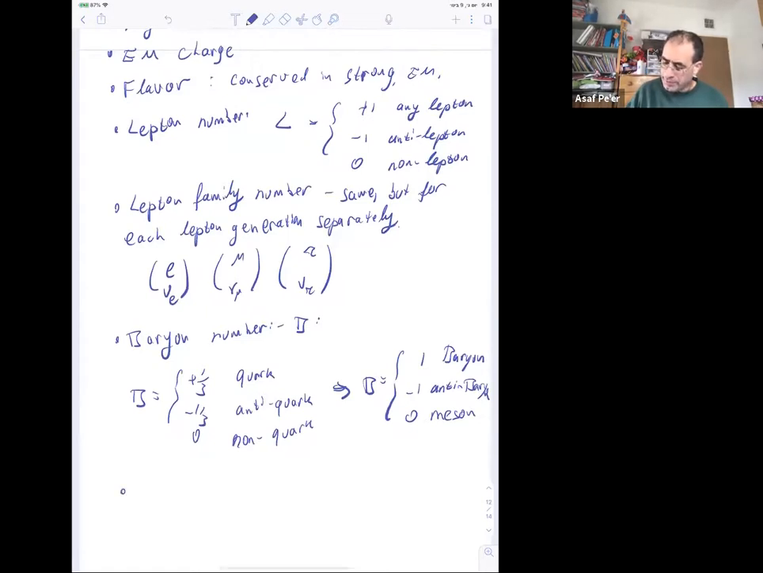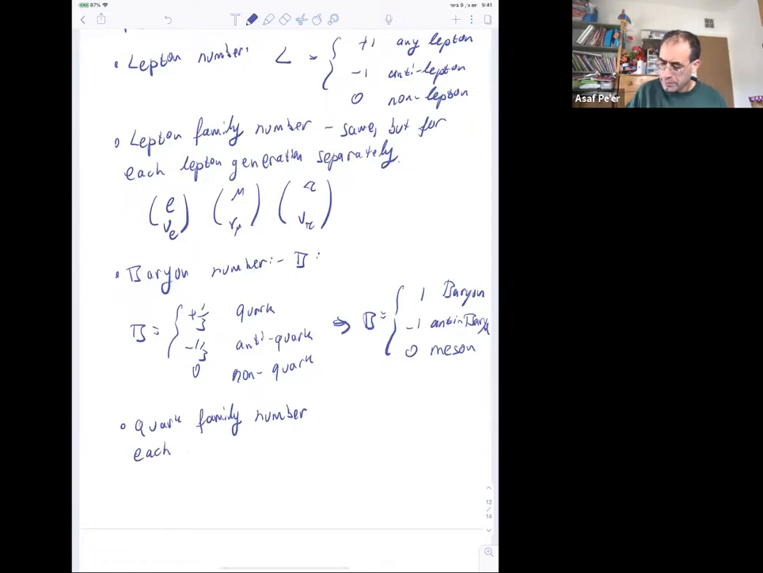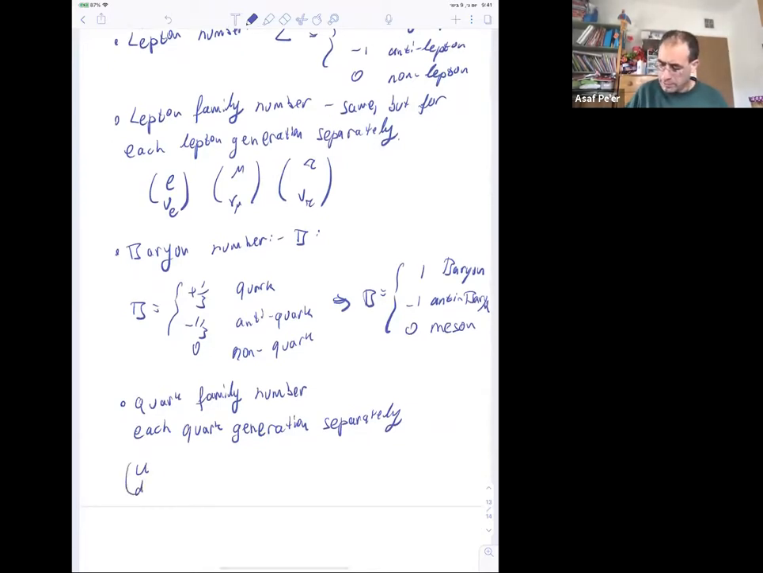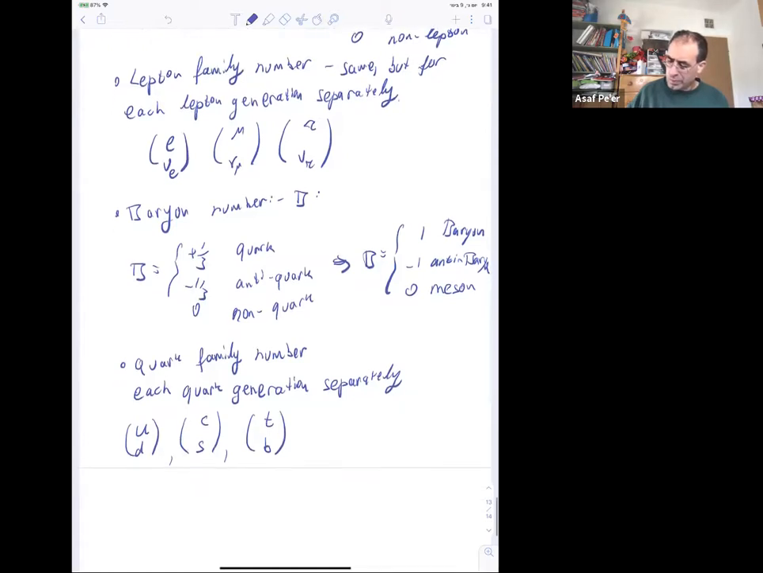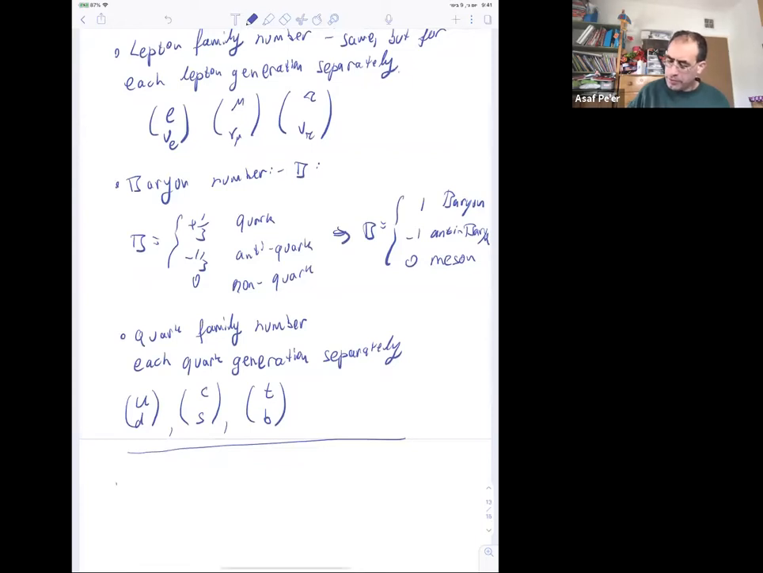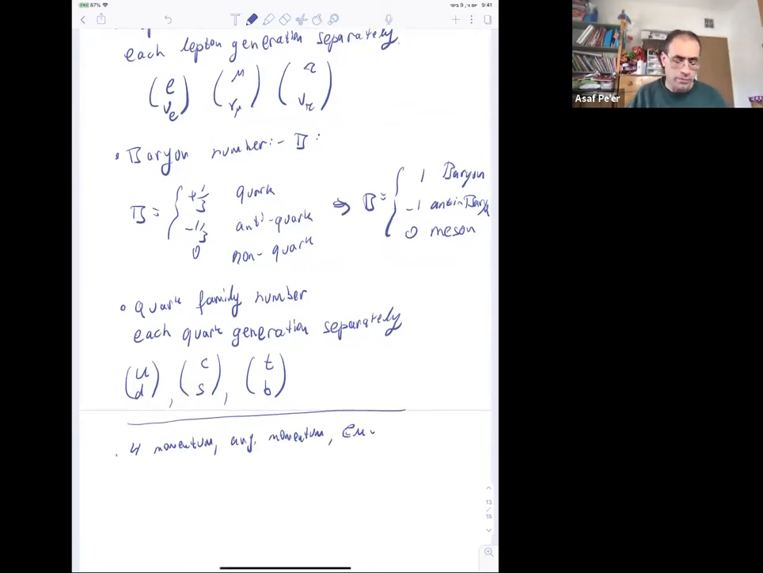And then we have the quark family number. Again, each quark generation separately. Up and down, the family, and charm and strange, top and bottom. Each one is being conserved separately. So momentum, angular momentum, and the electromagnetic charge are conserved in all standard model interactions.